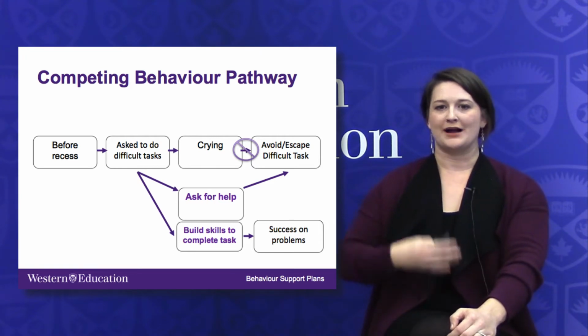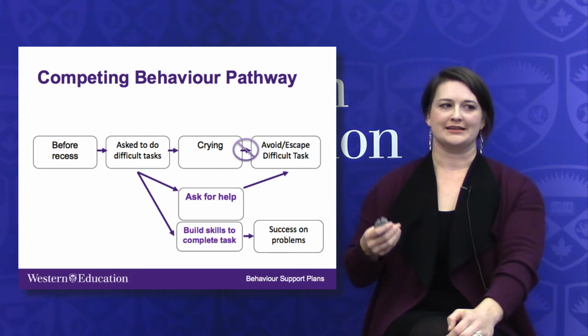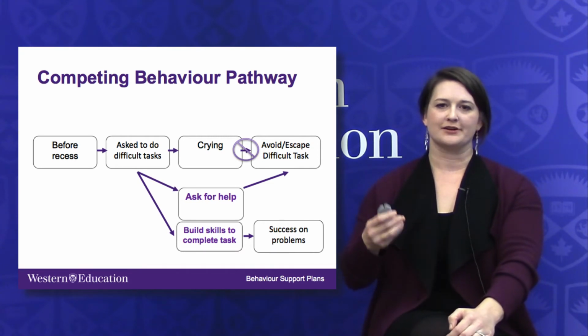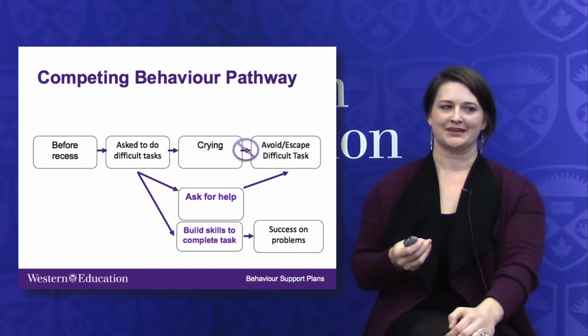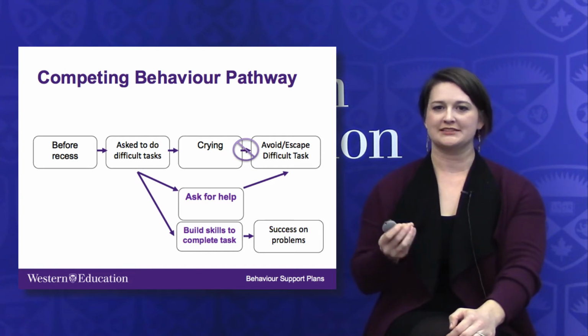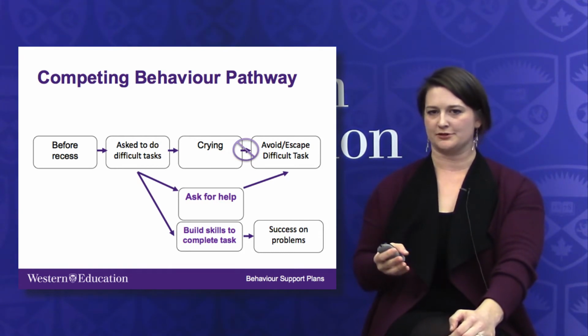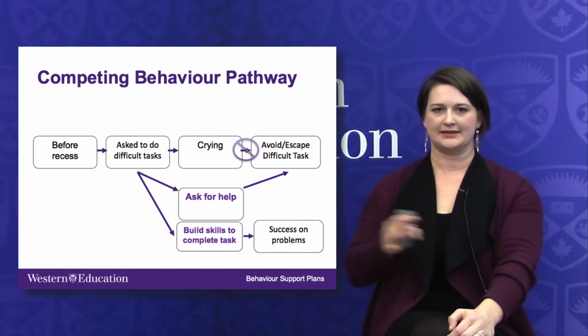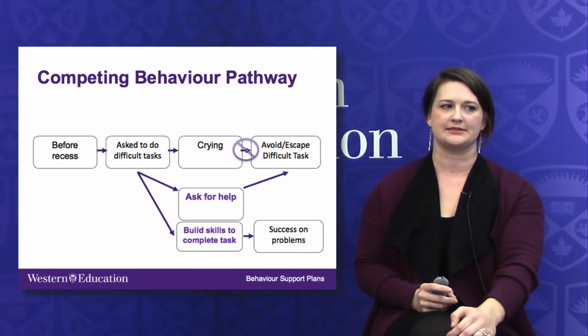And then, while we think about replacing that behavior, what we want to do is build skills for them to complete that behavior that is expected. So in the short term, let's find them something to replace that challenging behavior, but we can't have them avoiding and escaping difficult tasks for the rest of their life, right? They're not just going to ask for help every single time they get something that's difficult.